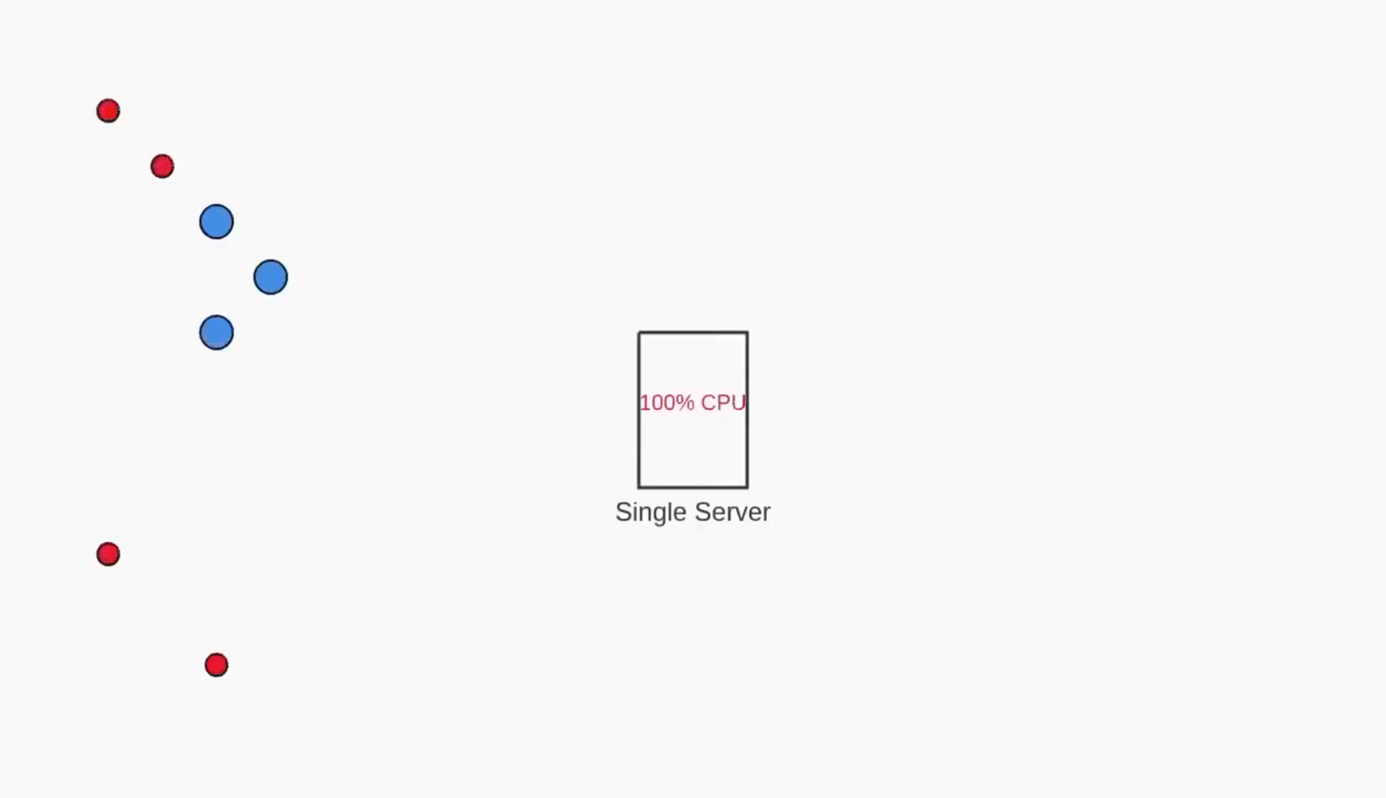It's overwhelmed. The CPU is at 100%, and users are seeing those dreaded 504 gateway timeout errors. This is the single point of failure problem. If this one machine crashes, your entire business goes dark. We need a way to spread the work across multiple machines so that no single one is crushed under the weight of the crowd. This is where the magic of load balancing begins.